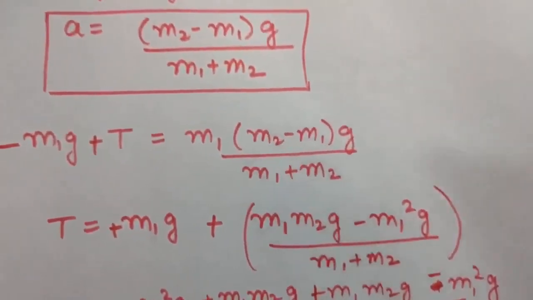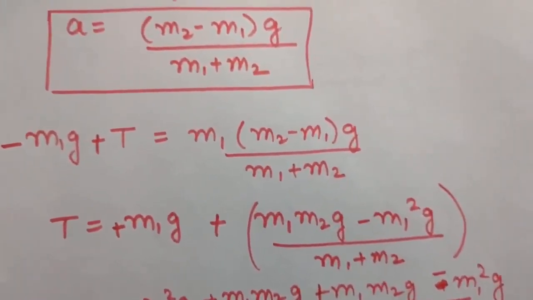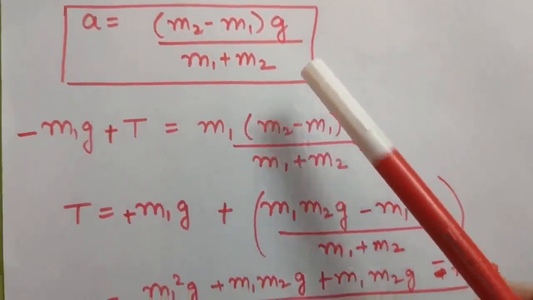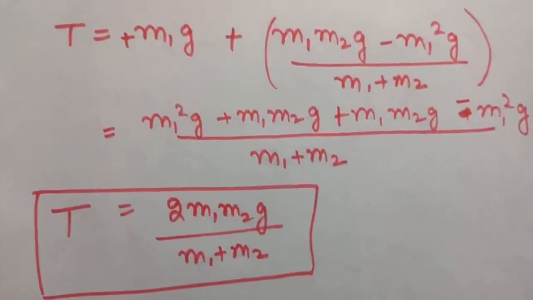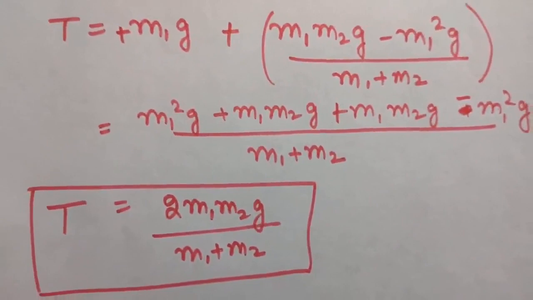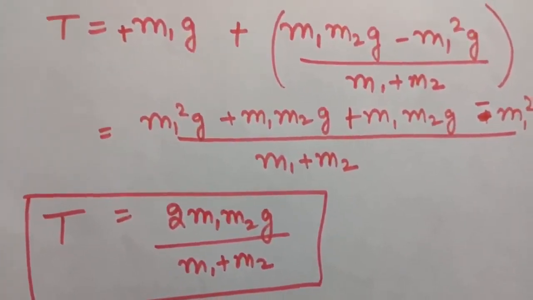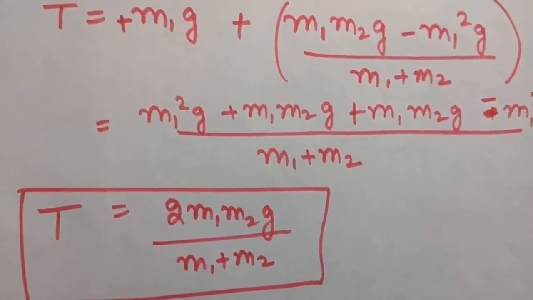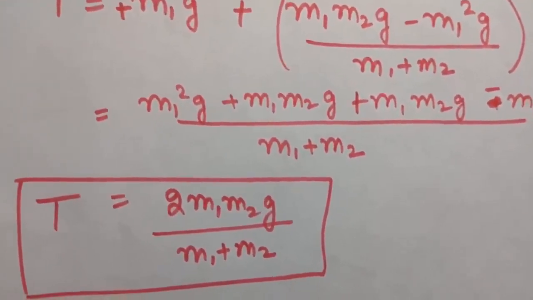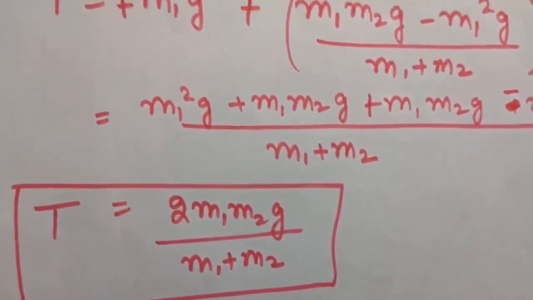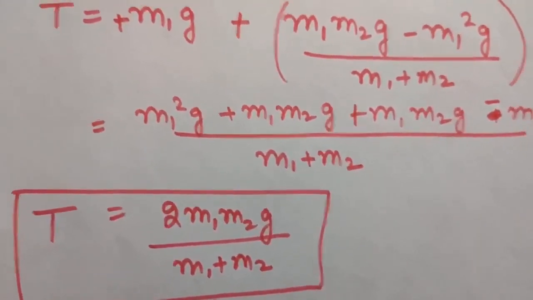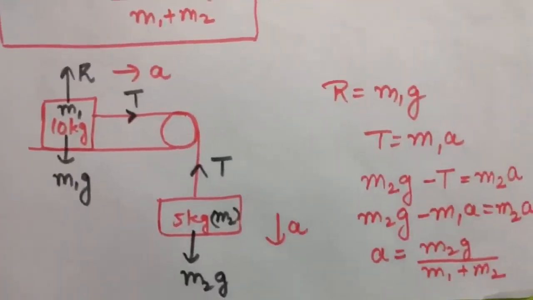And remember, we have considered m2 to be greater than m1. So in this case also acceleration will come to be positive, and this is your tension, 2m1 m2g upon m1 plus m2. So if in any question you are given the value of masses m1 and m2, you can easily calculate the value of tension and acceleration for that particular pulley. Okay, so let us take one more case of pulley.